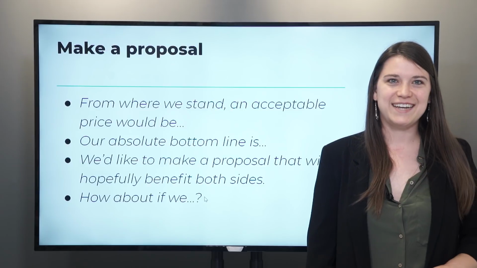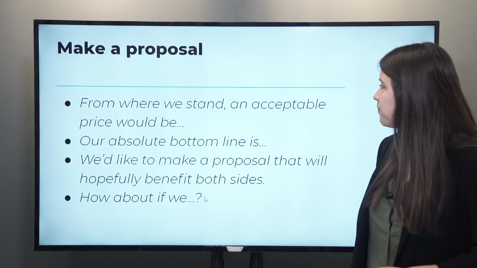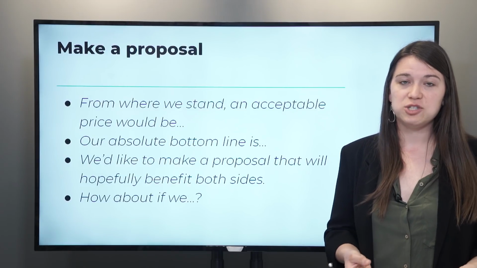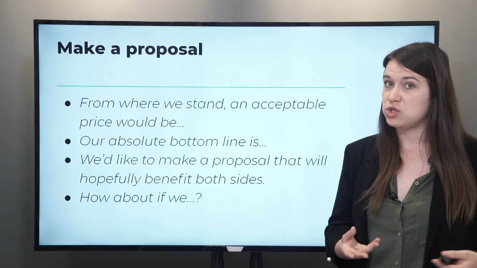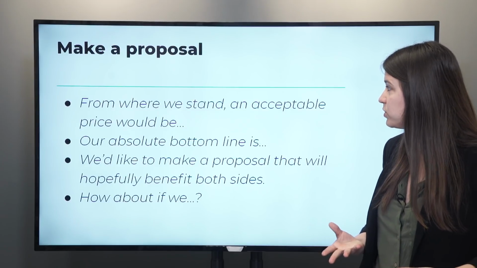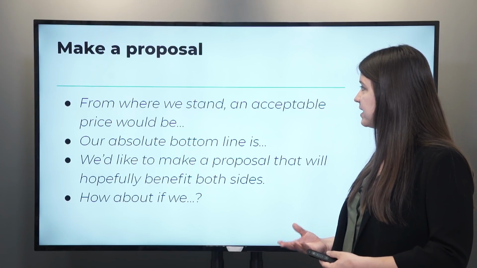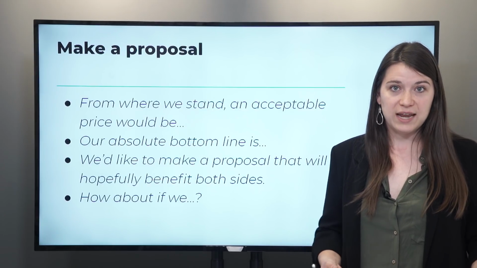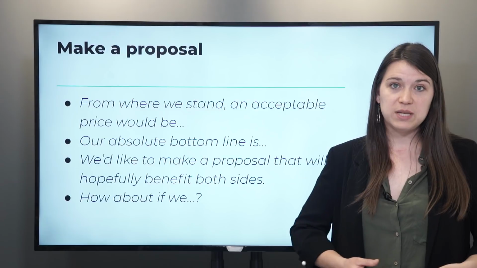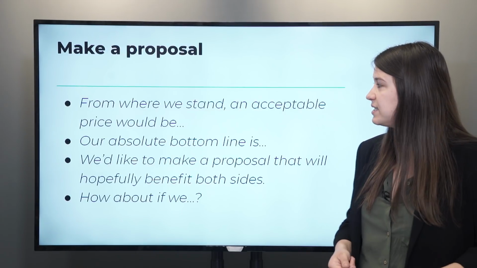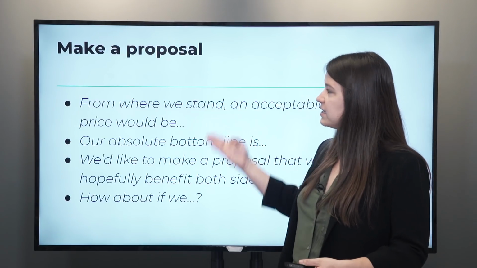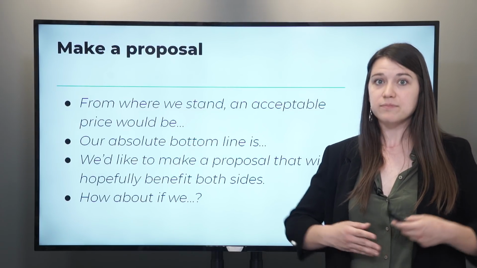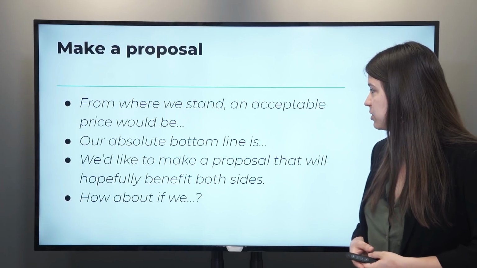Make a proposal, that's next. So when you have something that you want to achieve, accomplish, you make a proposal to the rest of the group. So for example, from where we stand, an acceptable price would be, okay, so something that you might be negotiating could be price, the price of something that you're going to purchase, etc. Okay, so from where we stand is another way to say, like, on our side, from our opinion, this is what we think would be acceptable.